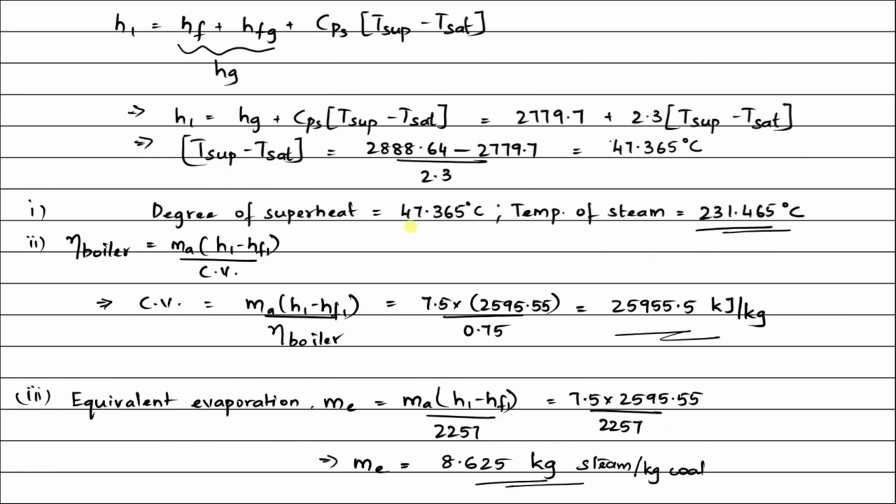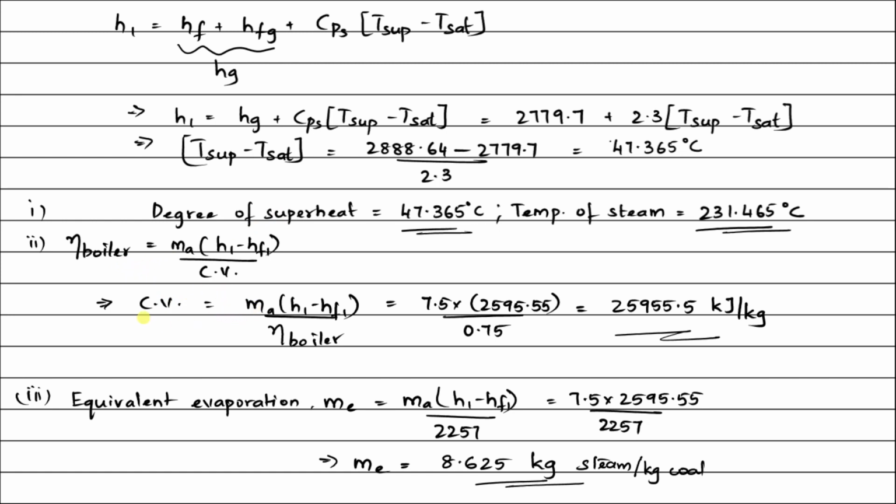After getting H1, I found the degree of superheat, which I obtained as 47.365 degrees Celsius, and subsequently I found the temperature of the superheated steam as 231.465 degrees Celsius. In that manner, the first part of the question was over.